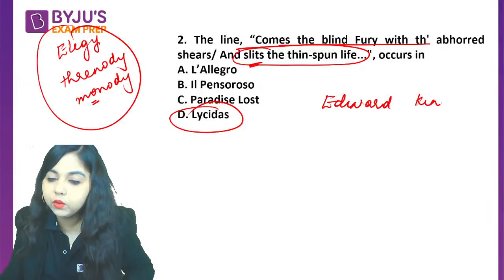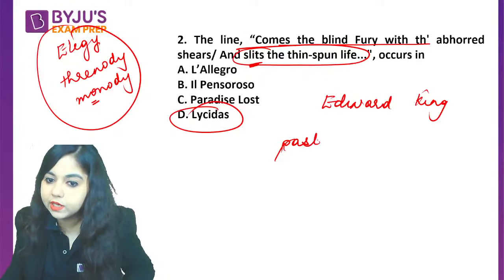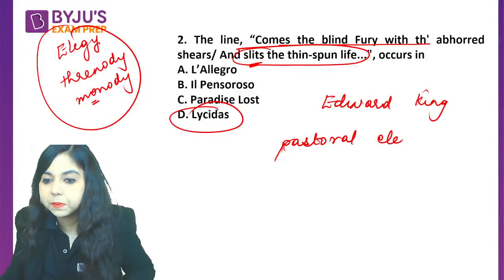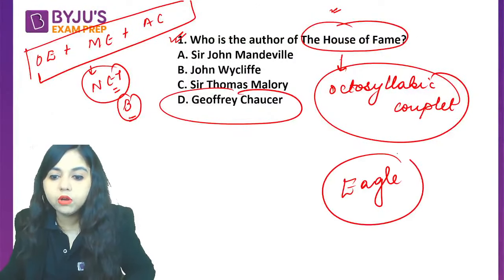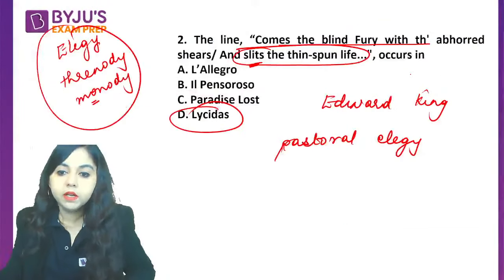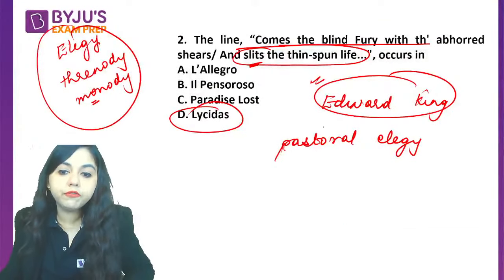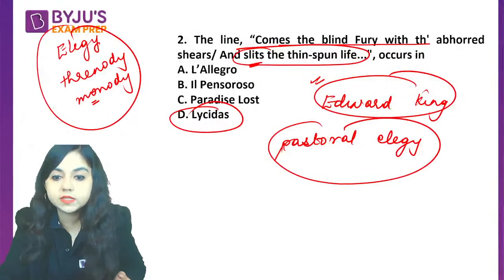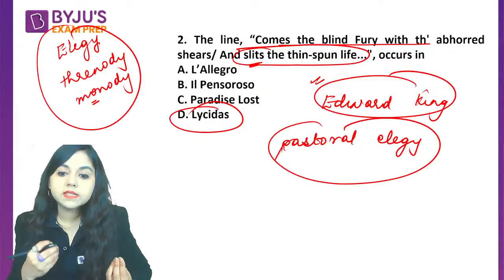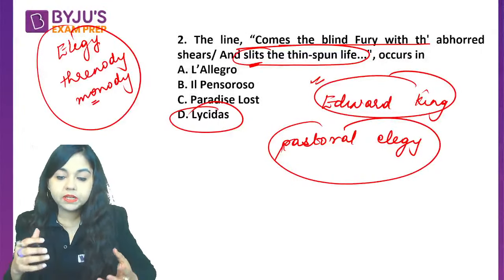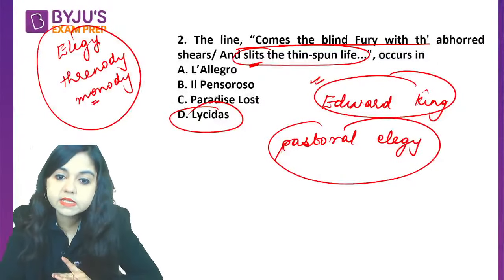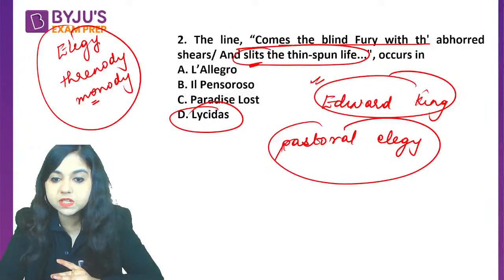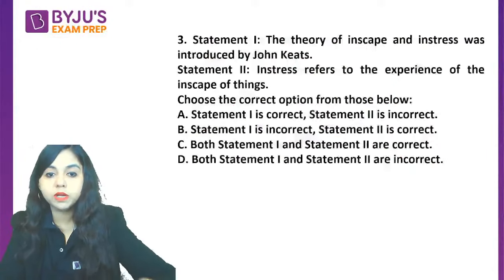It's a pastoral elegy written on the death of Edward King. So all these aspects also have to be very clear. Here he's carried by an eagle. It is written in octosyllabic couplets. Here he is commemorating the death of his young friend, and this is a sort of pastoral elegy. He's talking about how death is absolutely unjust, particularly the unjust death of the mythical figure of Lycidas, the shepherd. So all the aspects have to be clear. L'Allegro and Il Penseroso also need to be very clear. All these aspects, of course, keep on becoming important.